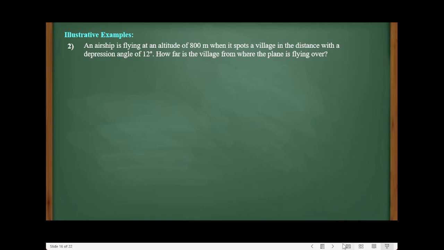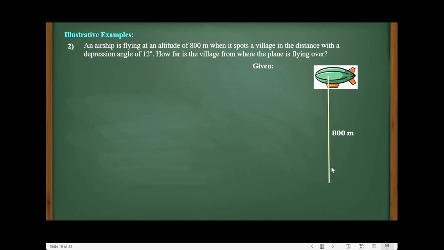Now, to analyze the problem, we need to illustrate this problem. And by doing so, let us draw the situation. So this one right here is the airship that is already flying at an altitude of 800 meters. So it is already floating at the height of 800 meters from the ground. So this is the height or the altitude.